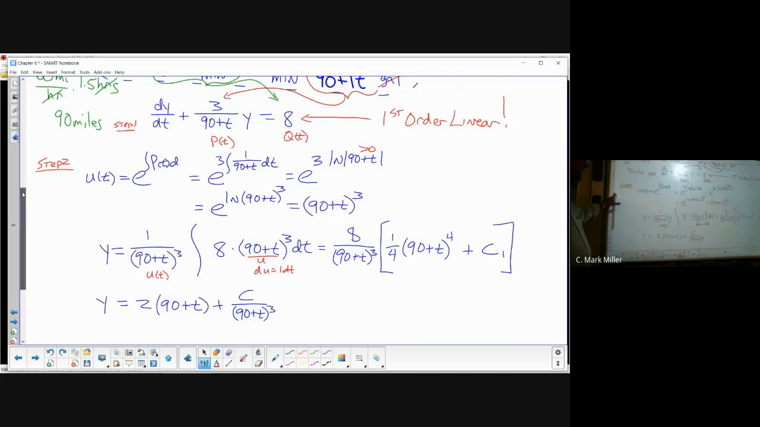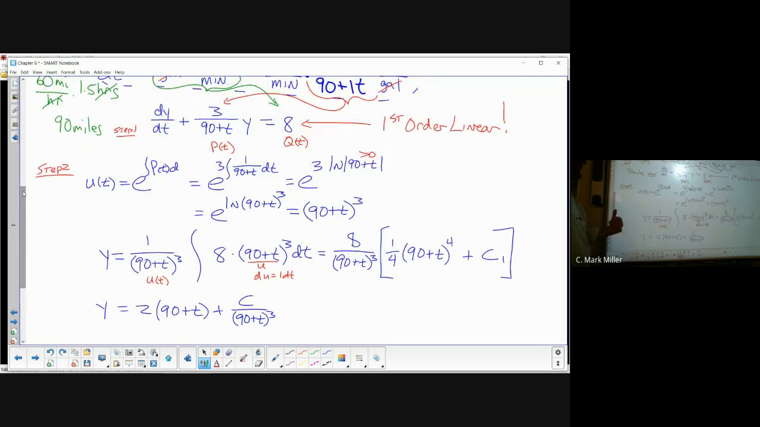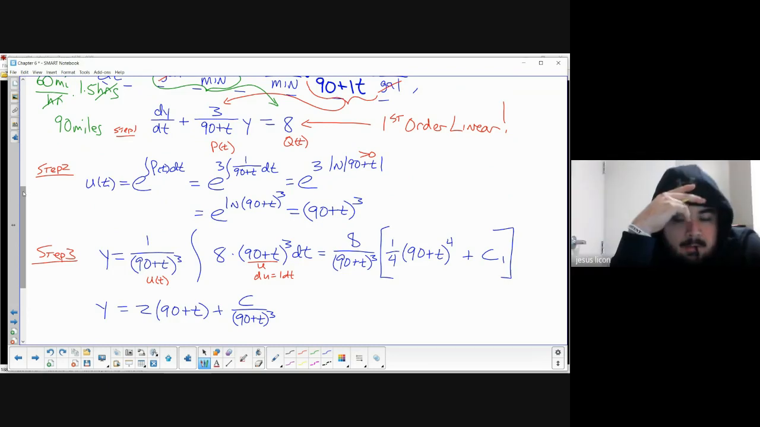I want to stop here and ask if both of you understand the steps we did here. We have this first order linear differential equation here. We identify P, identify Q. Step 2, this is step 3 down here. Step 2, U is e to the integral pt dt. That comes out to be 90 plus T cubed.